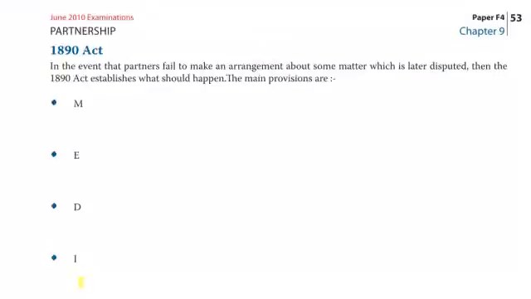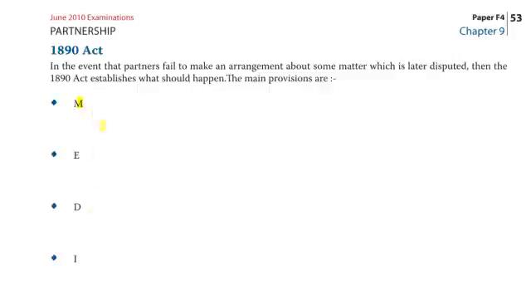We move to the next page. The 1890 Act may need to be referred to. I mentioned a moment ago that partners can agree to do anything so long as it's legal. In the event that partners fail to make an agreement about some matter or fail to discuss it, and this is then the subject of some later dispute, then the 1890 Partnership Act establishes what should happen. It's used as a default mechanism. Partners may set aside the provisions of the Act. They can agree to do whatever they want, so long as it is legal. But if they fail to agree, then by default we will look at the 1890 Act to see what that specifies.